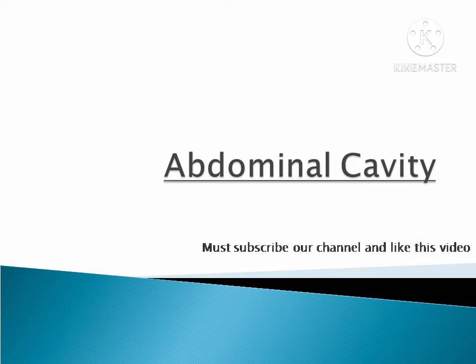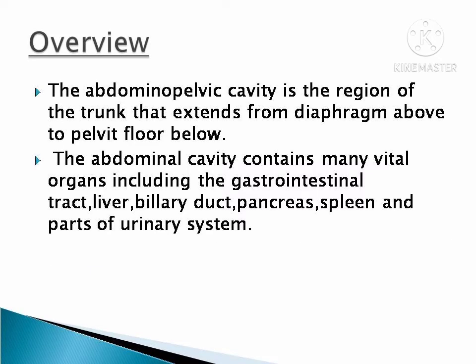Today our topic is abdominal cavity. Overview. The abdominal pelvic cavity is the region of the trunk that extends from diaphragm above to pelvic floor below. The abdominal cavity contains many vital organs including the gastrointestinal tract, liver, biliary duct, pancreas, spleen, and parts of urinary system.